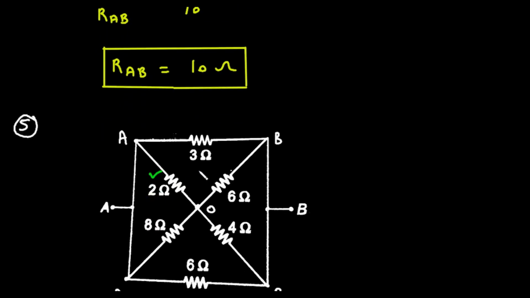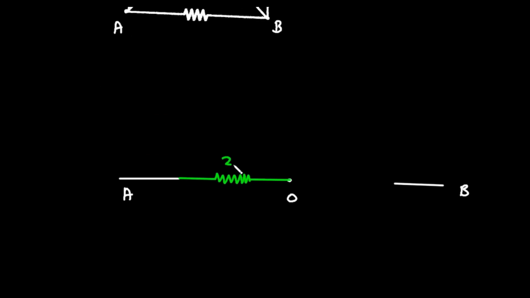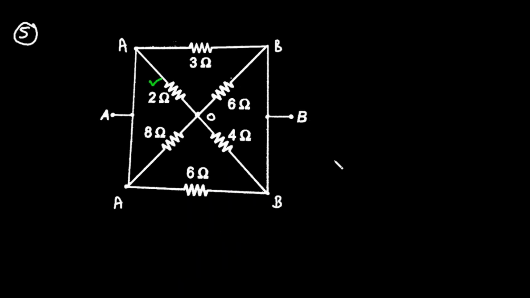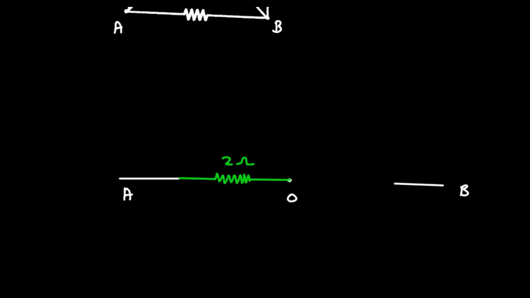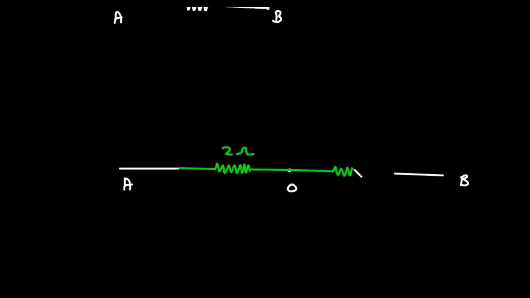So now let's draw this resistance. If we draw this 2 ohm, it is in between A and O, and the value of resistance is 2 ohm. So this is 2 ohm simply. Then between O and B, this is 4 ohm. Between O and B, it is 4 ohm.